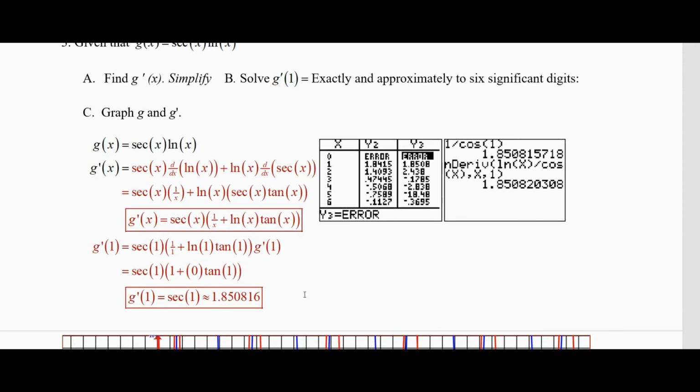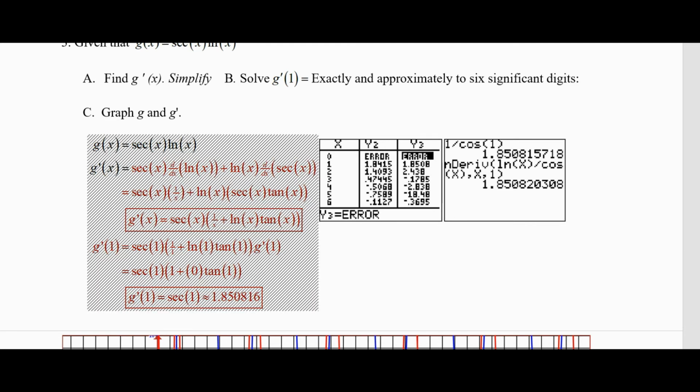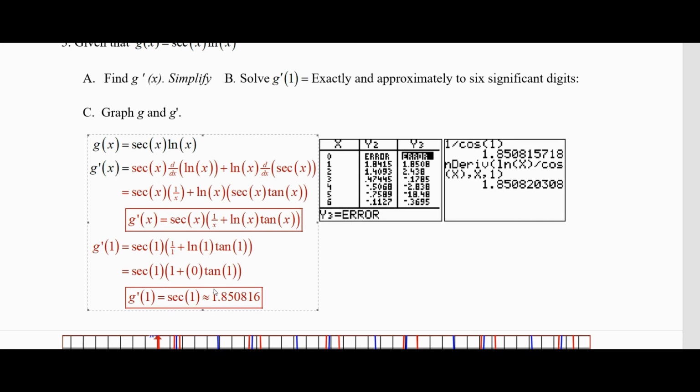Okay, moving on. Evaluate this at 1. Plug in 1 and see if we can figure out what's happening here with this. Let's see. 1 over 1 is 1. Natural log of 1 is 0. And tangent of 1 is something. But 0 times tangent of 1 is 0 plus 1 is 1.